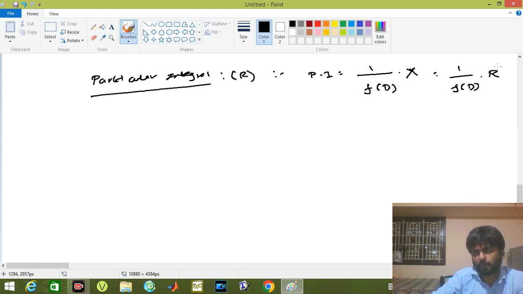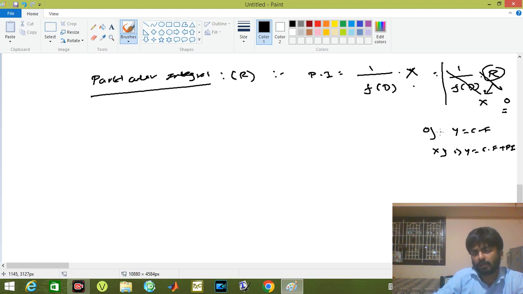But we don't want to put this R, because this R shares two things: one is a function of x and another one is 0. So in order to avoid that, we only take 1 by f of D into capital X. If you have 0, your solution will be y equal to CF only. If you have a function of x, your solution will be y equal to complementary function plus particular integral. What is this f of D?